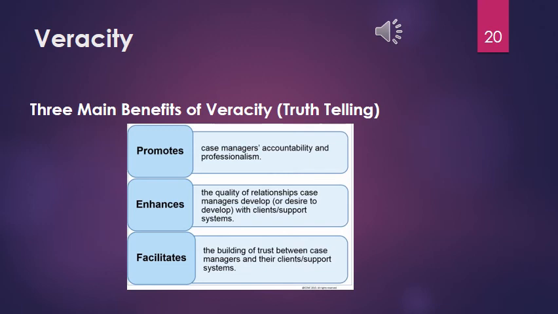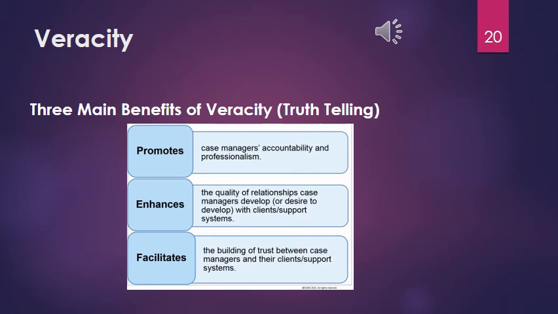Three main benefits of veracity or truth-telling. 1, it promotes the case manager's accountability and professionalism. 2, it enhances the quality of relationships case managers develop or desire to develop with clients and client support systems. And 3, it facilitates the building of trust between case managers and their clients and the client support system. If you violate the ethical principle of veracity, you lose your credibility with and the respect of your clients and your professional colleagues.